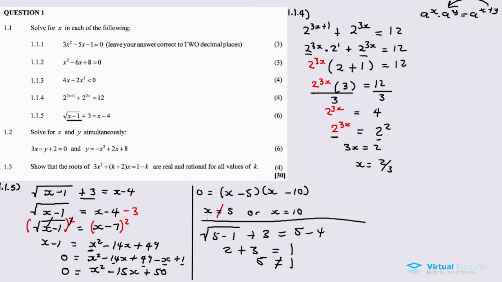x must not be equal to 5 because it does not satisfy the equation. Let's test x equal to 10.